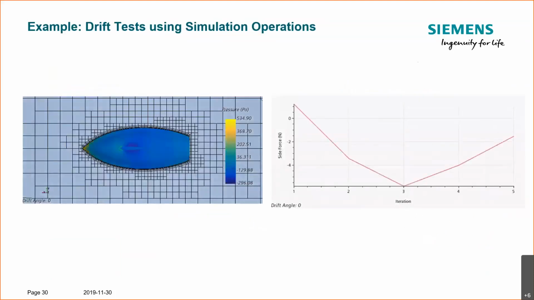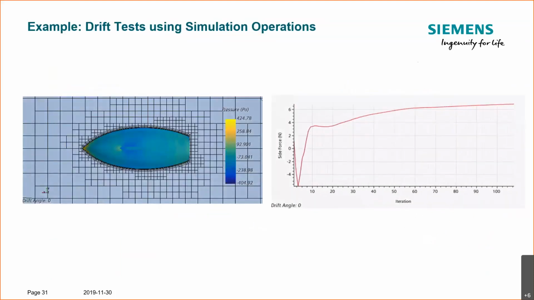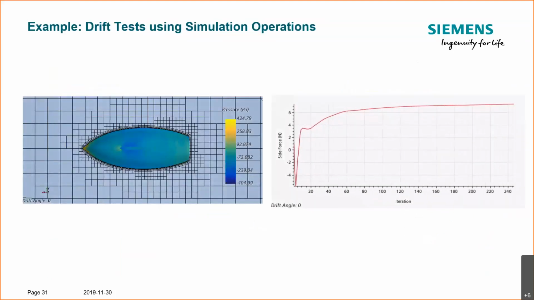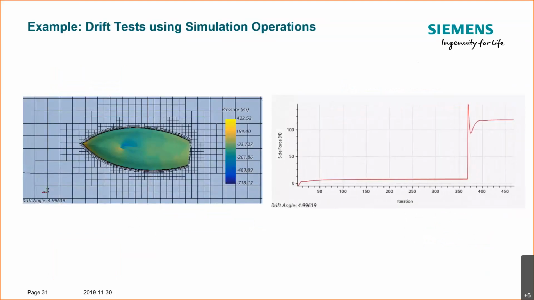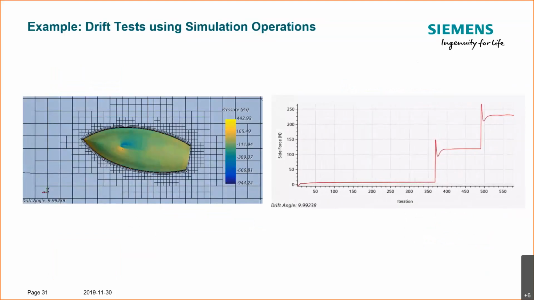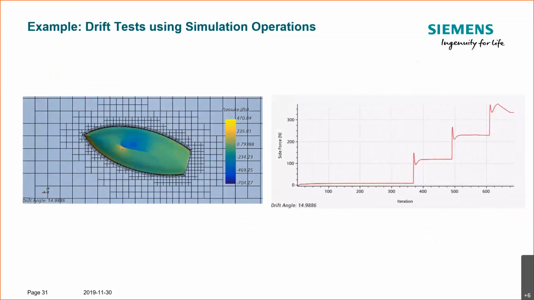So this is a really simple example here. This is the zero drift configuration on a small sailboat. Forces are very small in the zero drift configuration. And now once the convergence criterion is met, we'll switch to the next drift angle, remesh, run, and basically we'll get this iteration force history here, which we can then use for the regression analysis.